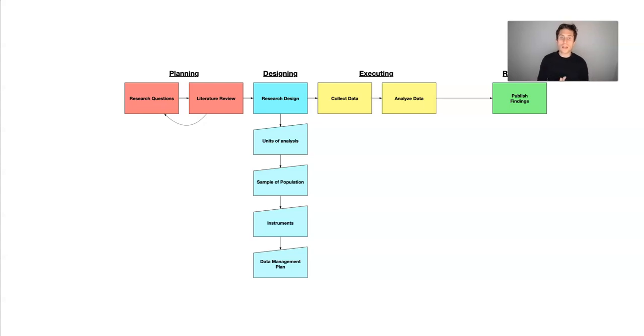Now, we waved our hands at two really important things that we're going to dive into this week in talking about data collection, which was the way that we manage data that we collect and the way that we use instruments to systematically collect data for analysis.